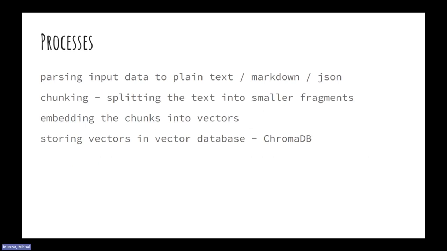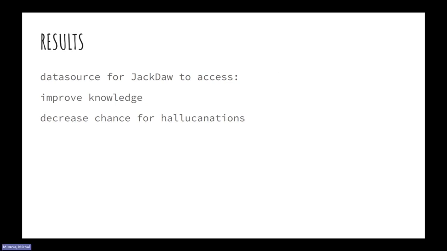And the whole process, maybe this slide should be before describing the challenges, is that we have our PDFs, which are parsed to text or Markdown or JSON. It also needs to be decided which format is the best for us. Then we deploy chunking, so just splitting the text into smaller fragments. And then we embed the chunks into vectors and use those vectors to populate a vector database, in this example, Chroma database.